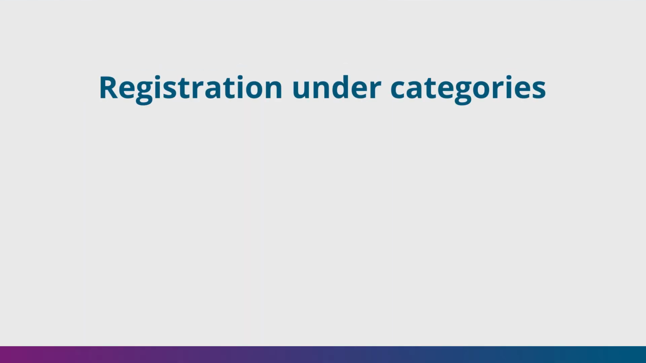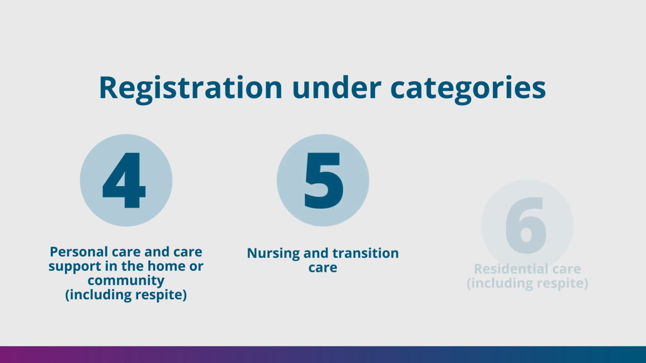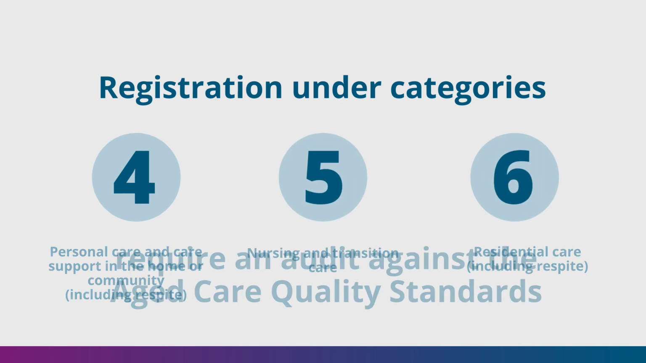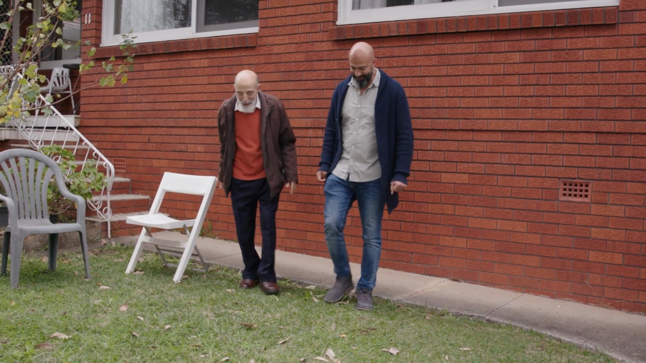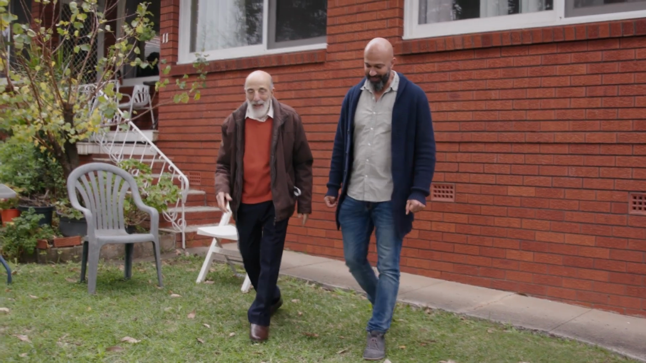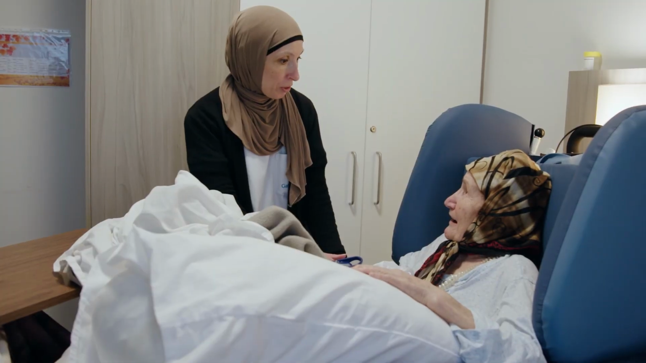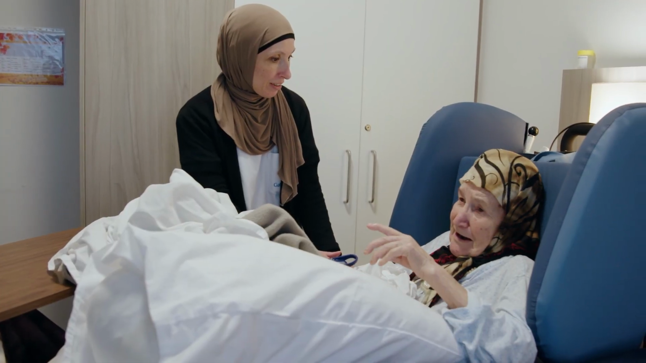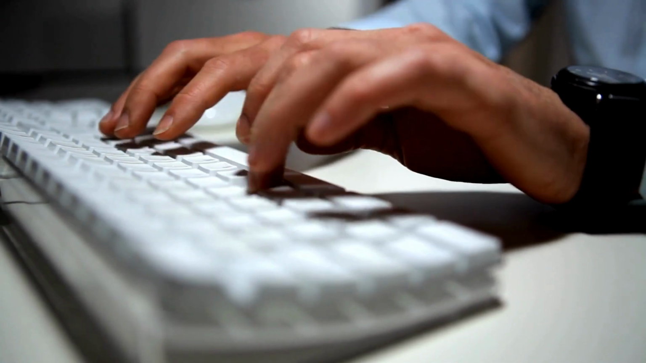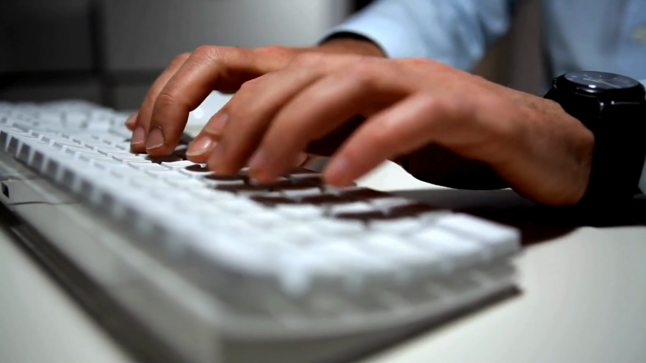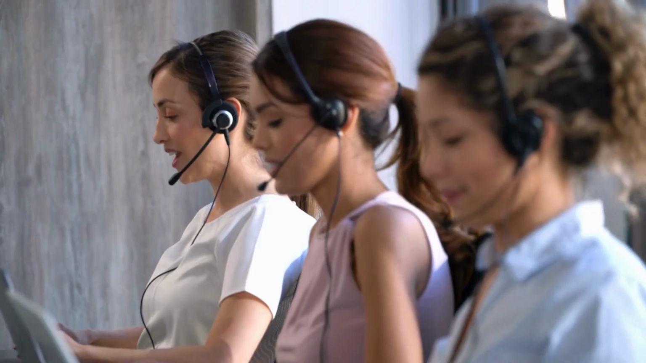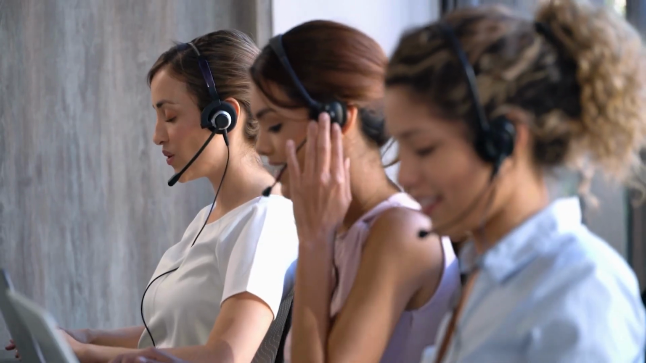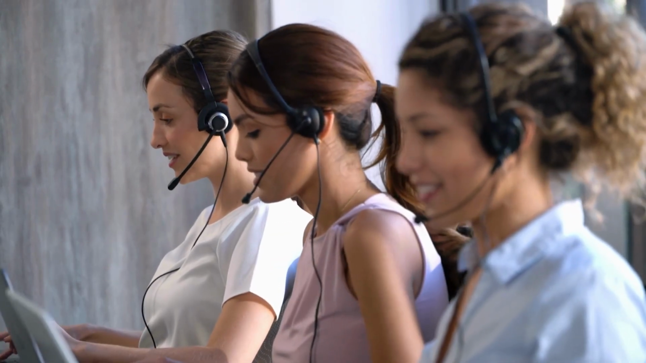If you apply to add categories 4, 5, and/or 6 to your registration, we will need to audit you against the aged care quality standards. If the change you request, such as removing a registration category or suspending or revoking your registration, will impact older people receiving aged care, you must explain how you will make sure those older people continue to receive aged care, such as transitioning to other providers. We will let you know once a decision has been made about your application or request.